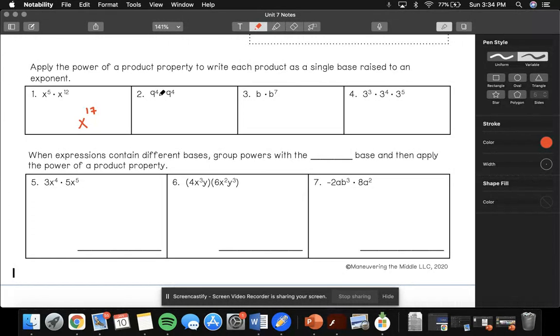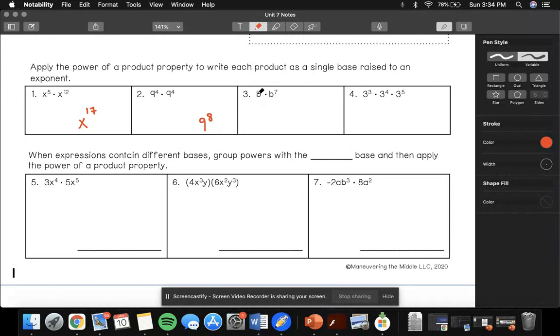All right, 9 to the 4th times 9 to the 4th. Okay, we have 4 nines being multiplied right here, 4 nines being multiplied right here. So that would be a total of 8 nines being multiplied together. Now we could actually evaluate 9 to the 8th, but that would be a really, really big number. If it's a smaller number, we will simplify those, but 9 to the 8th would be in the millions.